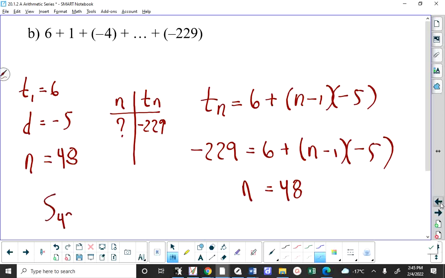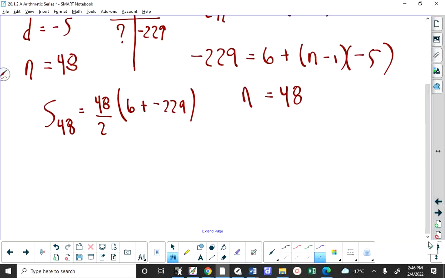So S48 will be 48 over 2 times 6 plus -229. I have to say, I'm not even going to try that in my head. -5352. Is that right?